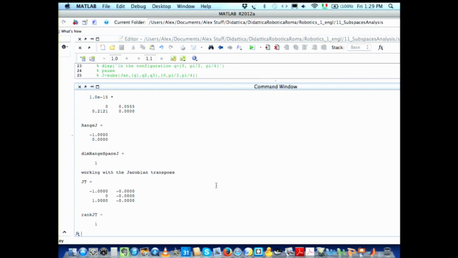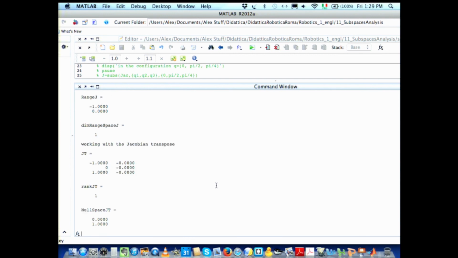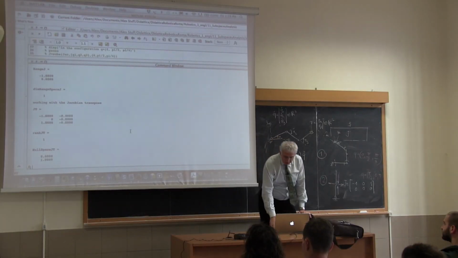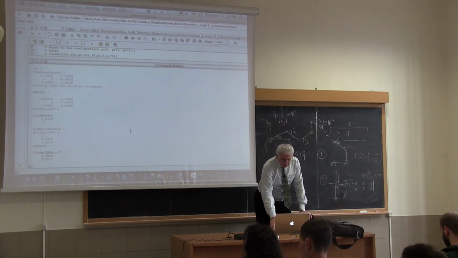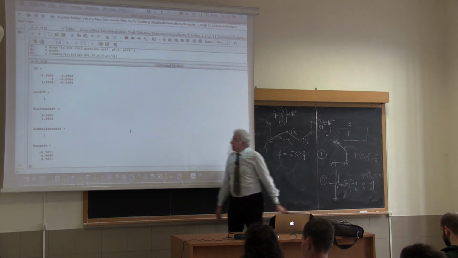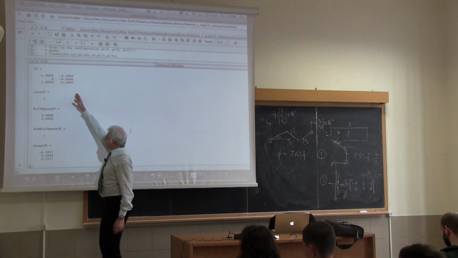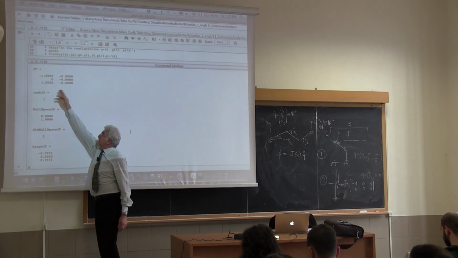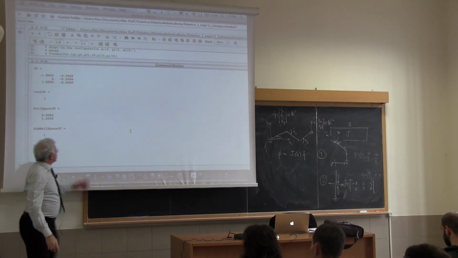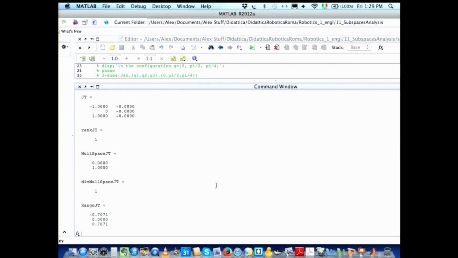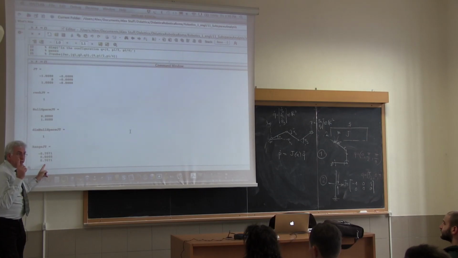So the rank of J transpose, like the rank of J, is equal to 1 in this case. There is a null space of J transpose, one-dimensional, 0, 1, exactly like I expected. It's a unit vector in this direction. The range of J transpose, I don't care about this column, it's just this direction. And pay attention, I could have taken the first column of J transpose, minus 1, 0, 1, which is exactly what I find here, only this is scaled because this is normalized to have unit norm.